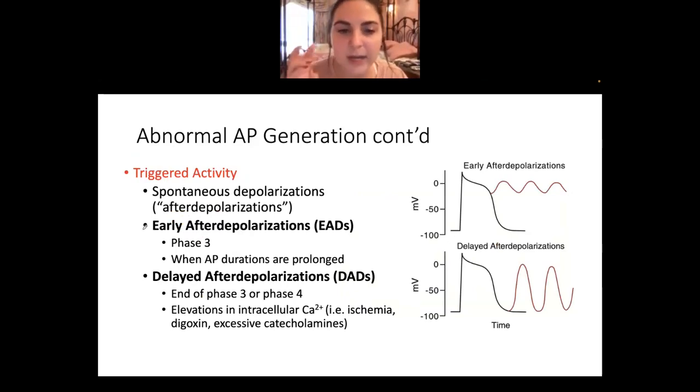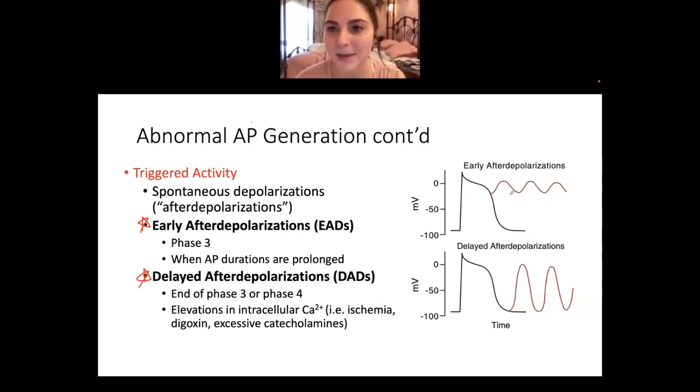So triggered activity, this was actually a question on our exam. I don't know if it's still going to be on there, it's 3 years ago, but I just wanted to put these on here. Triggered activity is because something gets triggered during one of those refractory periods. Those are known as after depolarizations. They're spontaneous depolarizations happening after the cardiac myocyte was already depolarized. You can have early after depolarizations, or EADs, or delayed after depolarizations, or DADs.